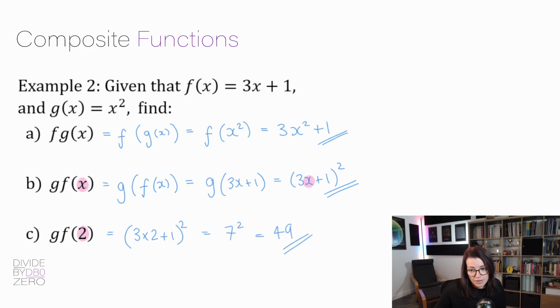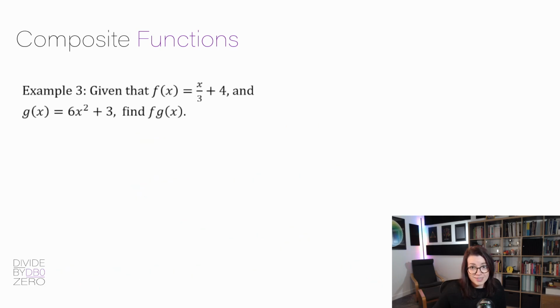Another way you can think about that if you want is you can start with just f of 2, so putting 2 as the input into f, giving 3 times 2 plus 1, so 7. And then you can take that 7 and stick it into the g of x. So that way we can say g of 7 equals 7 squared, which is also 49, whichever way you prefer. Another example, so this time f of x equals x over 3 plus 4 and g of x equals 6x squared plus 3.